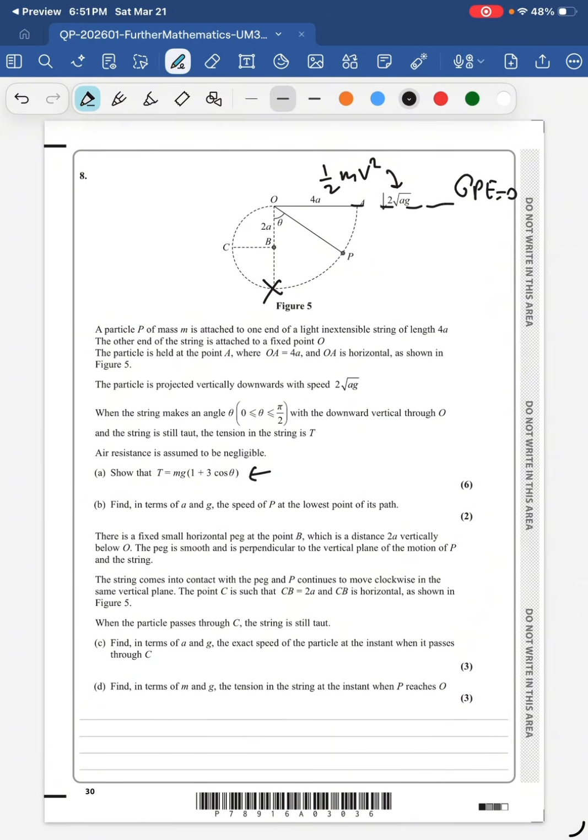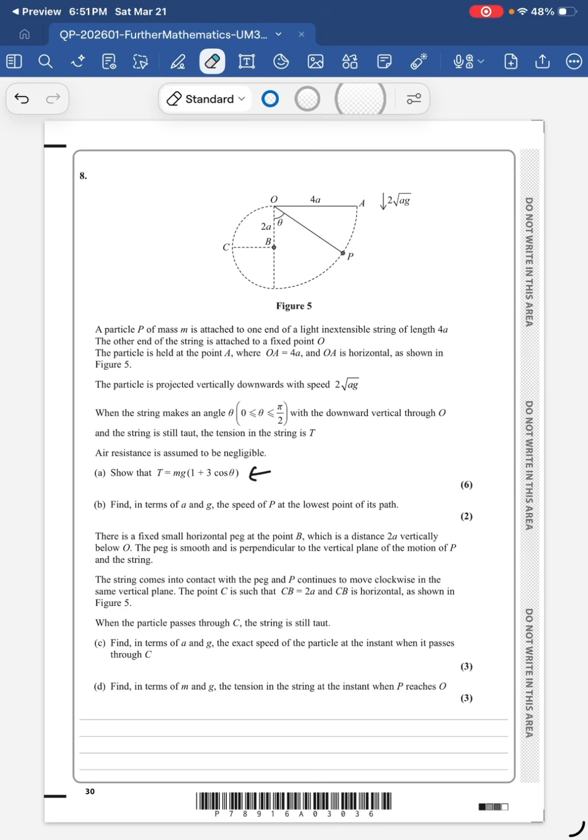There is a fixed horizontal peg here. So let me raise this because we will need to do a new reasoning. There is a fixed small horizontal peg at point B, which is at the distance 2a vertically below O. The peg is smooth and is perpendicular to the vertical plane of the motion of P and the string. The string comes into contact with the peg and P continues to move clockwise in the same vertical plane.